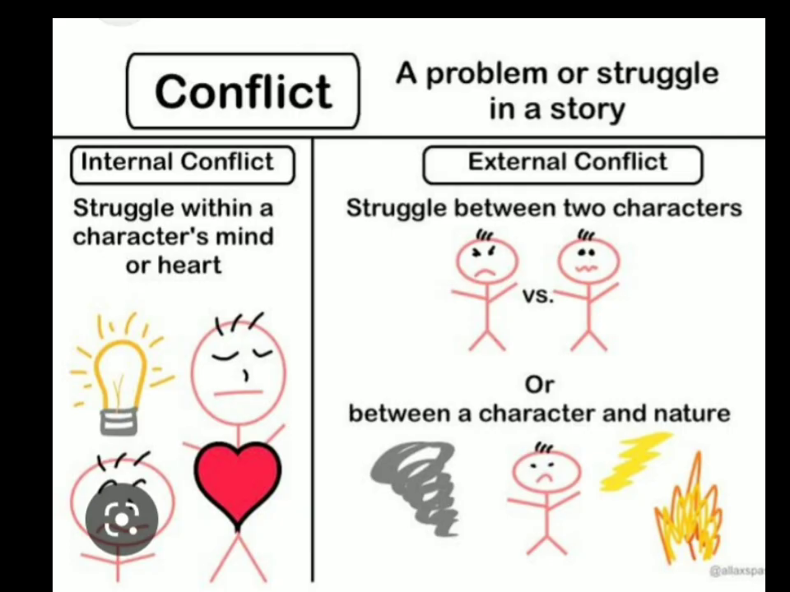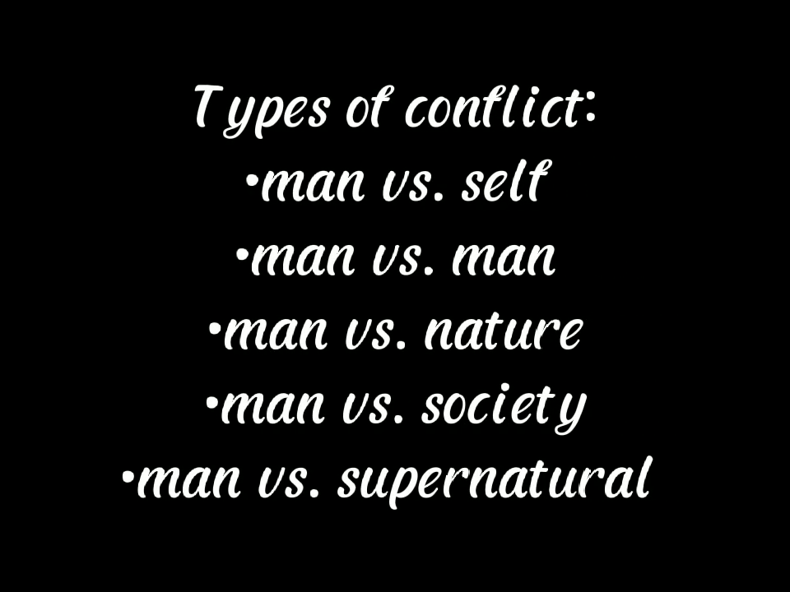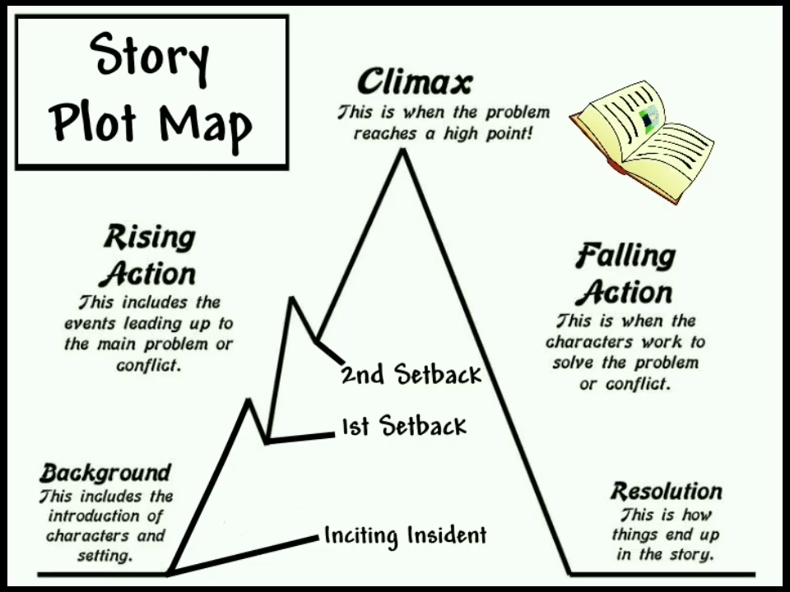Conflict. The conflict is a struggle between 2 people or things in a short story. On the other side, the main character may struggle against something inside himself or herself: feelings, emotions, or illness. There are 5 types of conflict: man versus self, man versus man, man versus nature, man versus society, and man versus supernatural. The last one is plot. A plot is a series of events and character actions that relate to the central conflict.